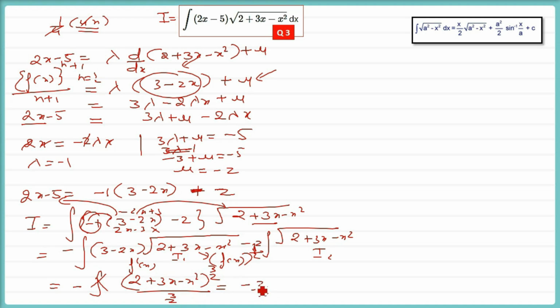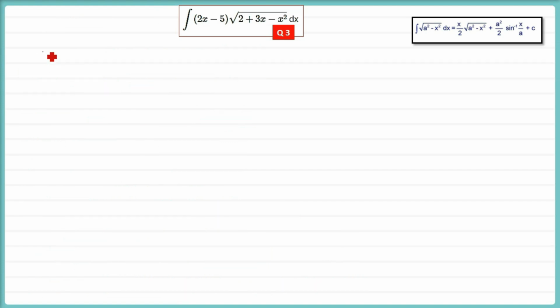And this is equal to, because 3 by 2 will become 2 by 3 in the numerator, so negative 2 by 3, 2 plus 3x minus x square to the power 3 by 2. Now this is your I1, which is the left part of I. The first part we have solved. Now we have the second part, which is negative 2. I2 is what? Negative 2 integration, because negative 2 I am taking outside. The inside term will be 2 plus 3x minus x square inside a root.